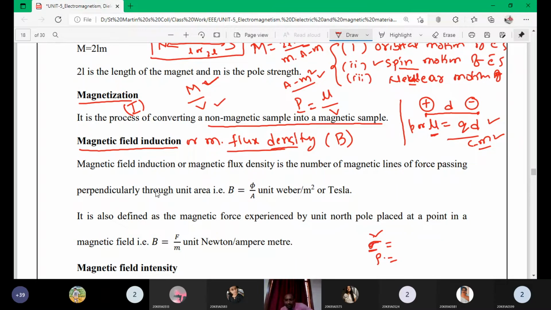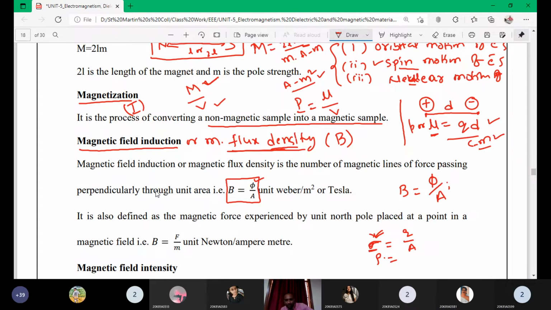Charge density: charge per unit area, that is charge density. Here flux density is there, that is the definition. In the question only you will have the answer. That means flux per unit area. Magnetic flux per unit area: B is equal to magnetic field induction, or magnetic flux density.